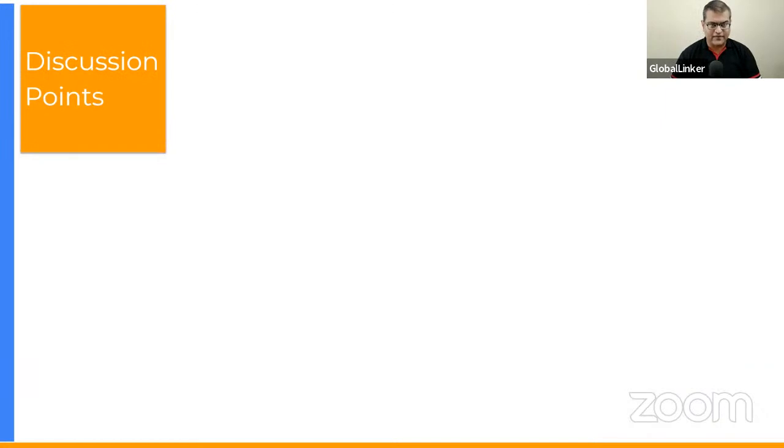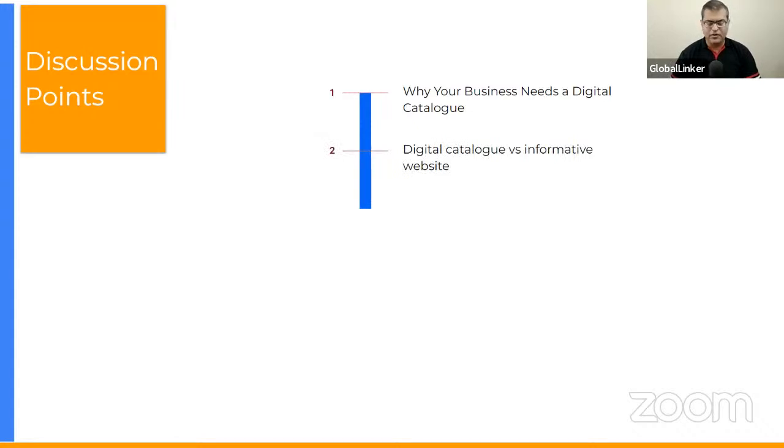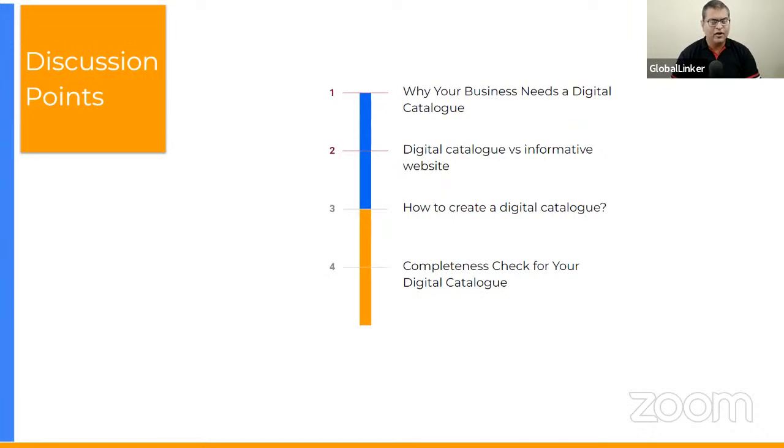Now let's understand what we are going to discuss in today's session. Firstly, we'll try to understand why your business needs a digital catalog. After that, digital catalog versus information website. Then we'll try to understand how to create a digital catalog. And then we'll move on to the completeness check for your digital catalog. That's where I am going to give you a few tools which you can use to do this completeness check. That is a resource that you will take away from today's session. And then I'll also explain how you can avail the digital catalog setup service. And lastly, we'll break into the question answer round as part of the open discussion.